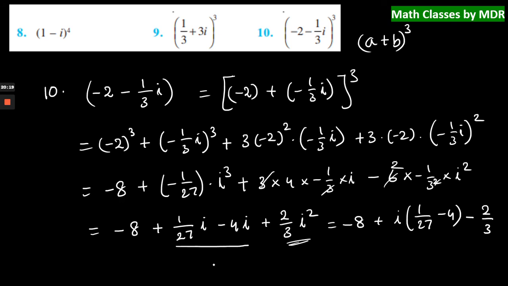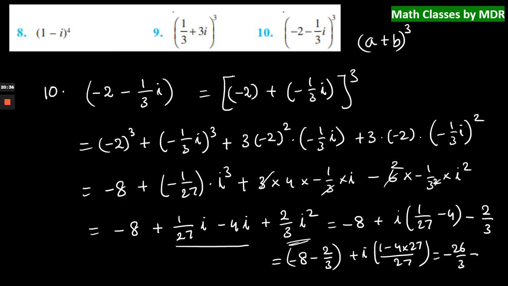Now it will be equal to minus 8 minus 2 by 3, right, plus i into 1 minus 4 into 27 by 27, which is equal to, this is minus 24 minus 2, that is minus 26 by 3, right, minus i into, this is 107 by 27. That is what we have on simplifying this. 4 into 27 is 108. 1 minus 108 is minus 107. So that is what we have written. Right? This is the a plus ib form for the 10th question.